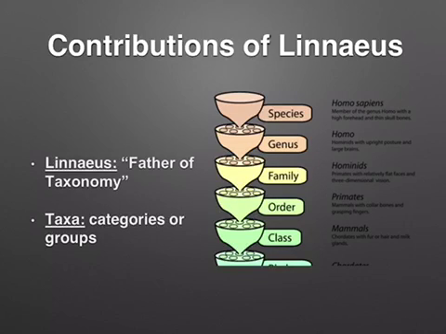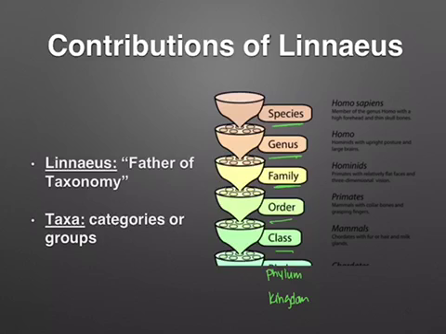We have species is a taxa, genus is a taxa, family is a taxa, order, class, and then the last two look like they got cut off, but it's phylum, and then lastly we have kingdom.